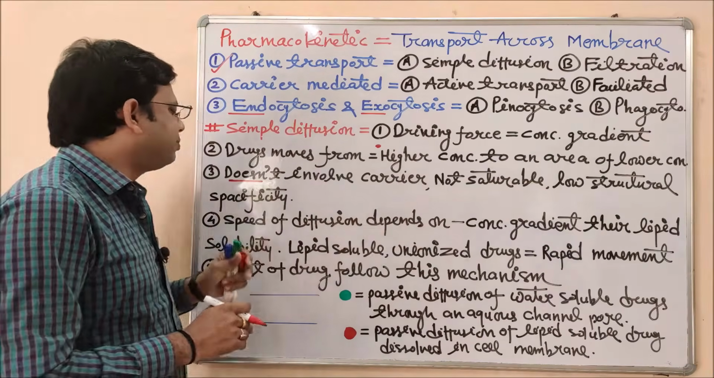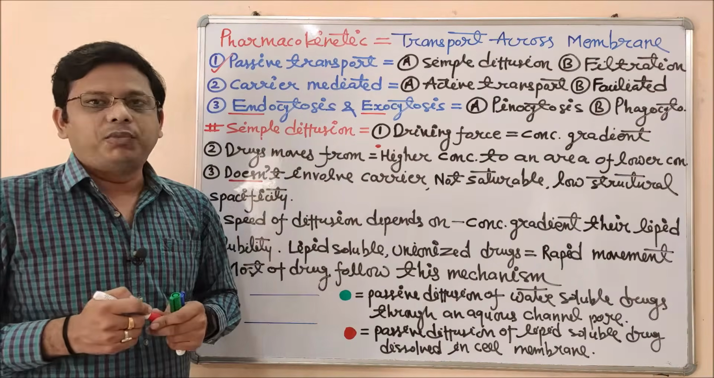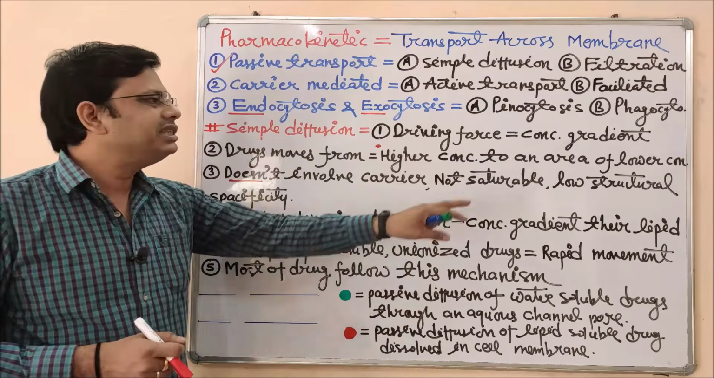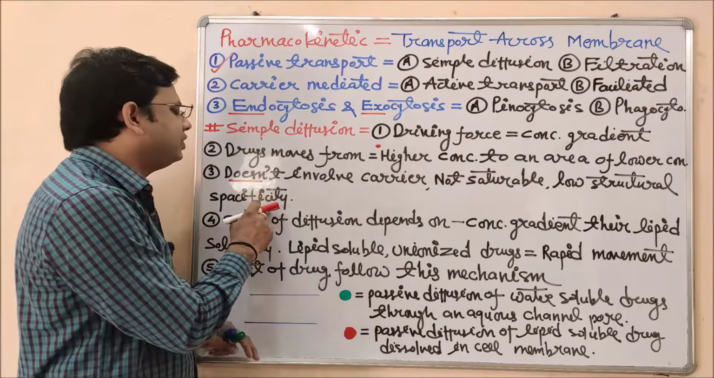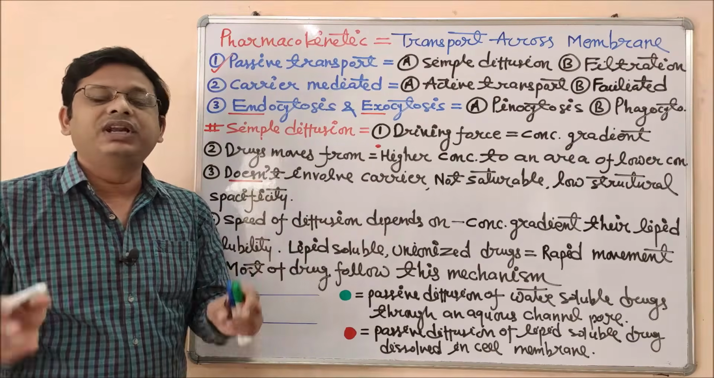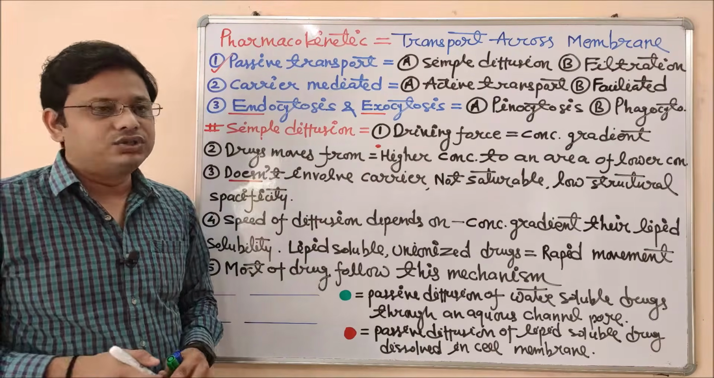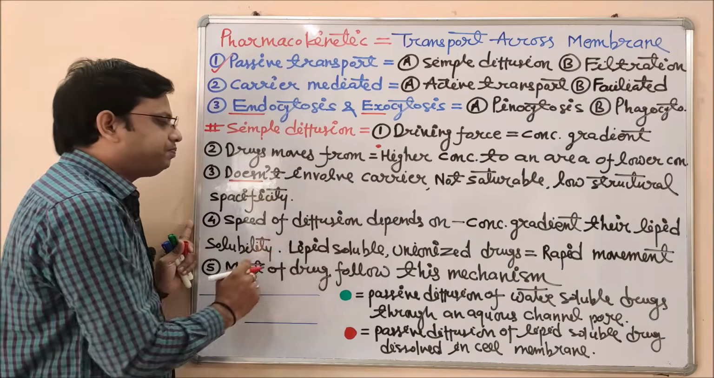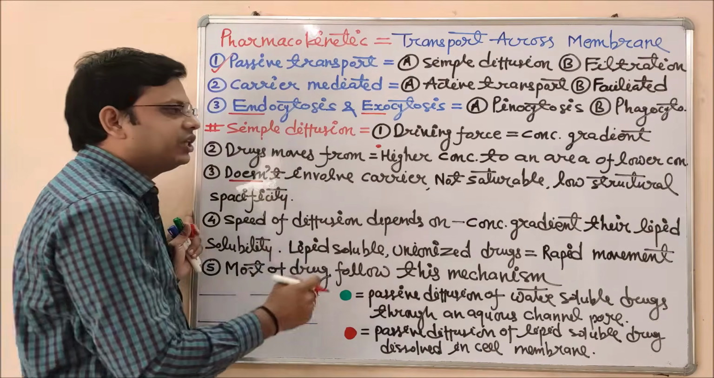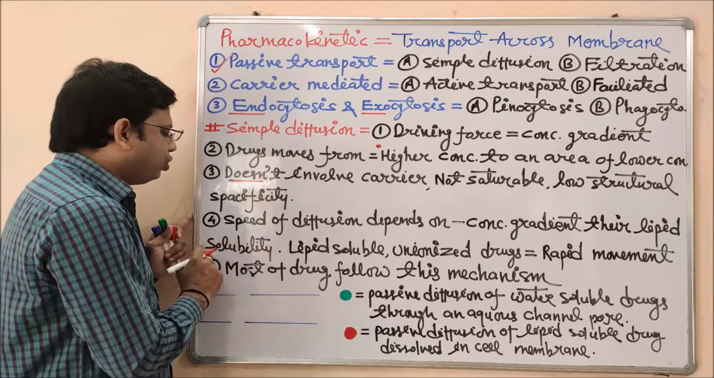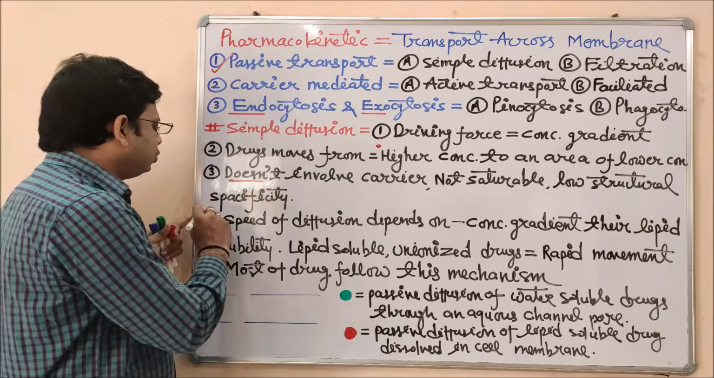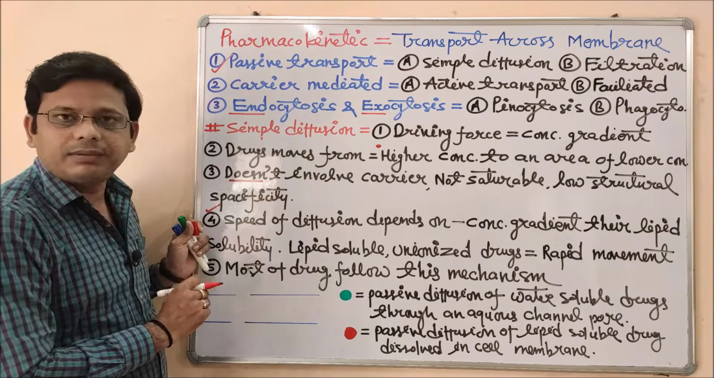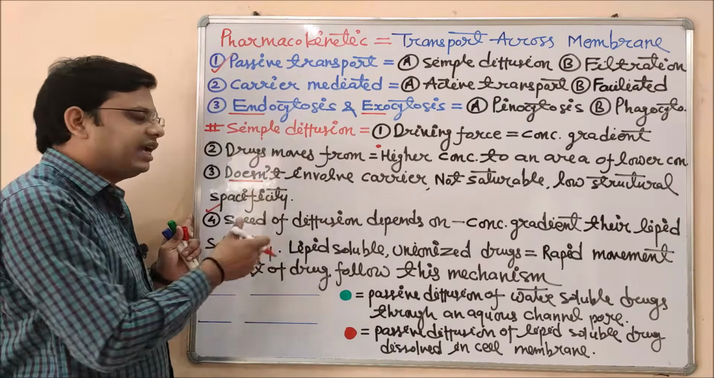Low structural specificity, there is not such, but I can say 0%. In percentage, there is no need of structural specificity. Any molecule which has a difference in concentration gradient can follow this process. Next, the speed of diffusion depends on the concentration gradient and the lipid solubility. This is very important. You should remember this, because in GPAT, any sessional examination or any other type of competitive examination, such questions can be asked.